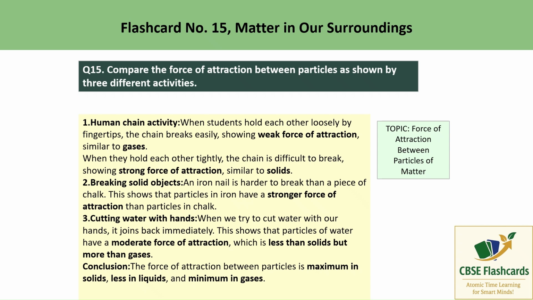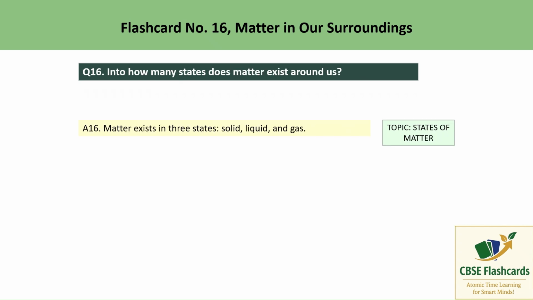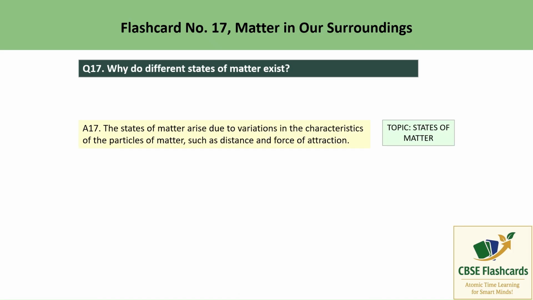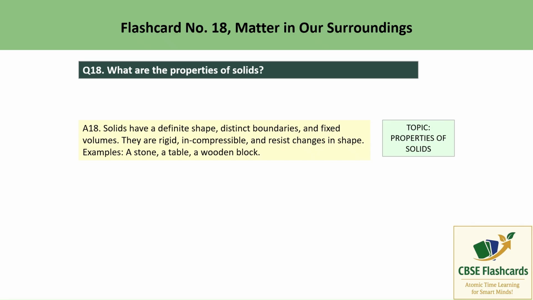This completes the basics of matter. Into how many states does matter exist around us? Matter exists in 3 states: solid, liquid, and gas. Next. Why do different states of matter exist? The state of matter arises due to variation in the characteristics of particles of matter, such as distance and force of attraction. Now let's focus on solids.